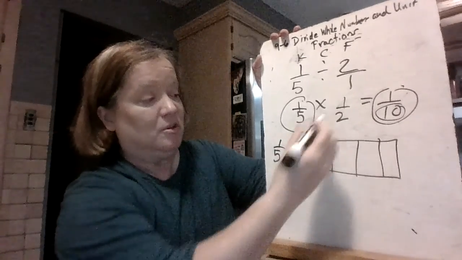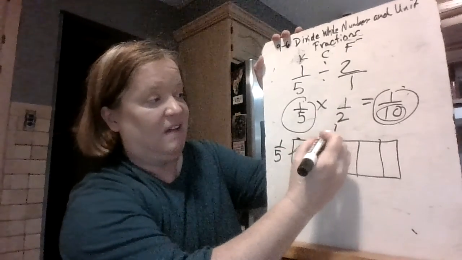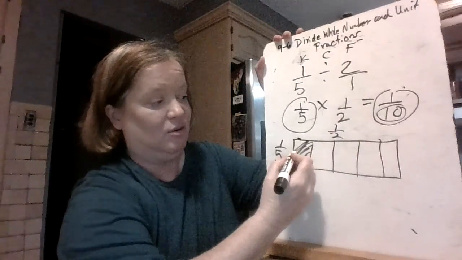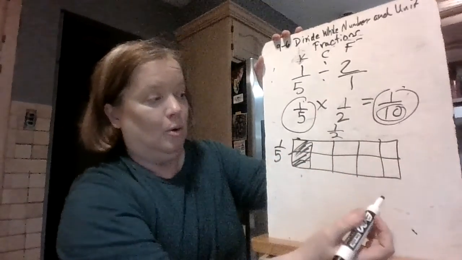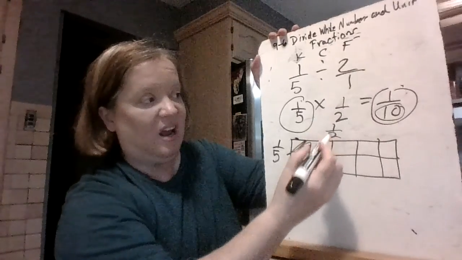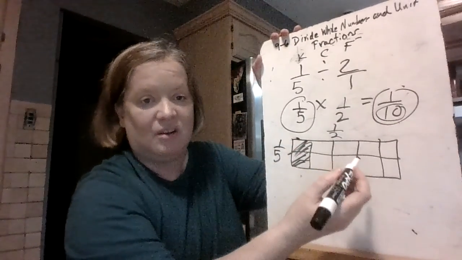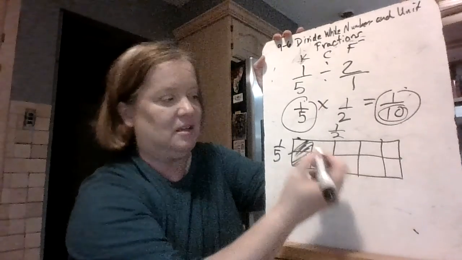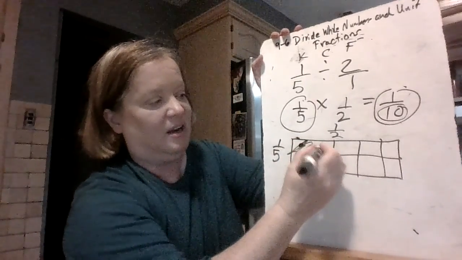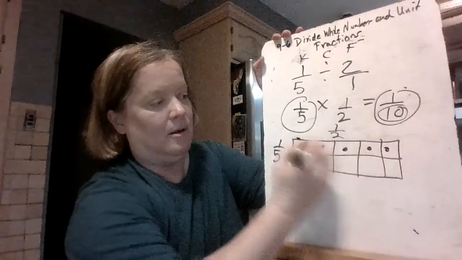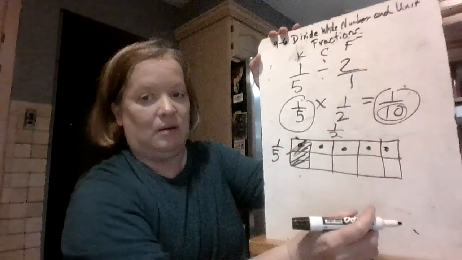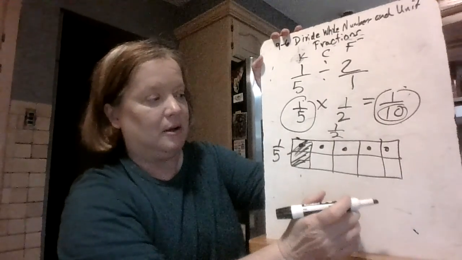But now I've got to multiply it by a half. So I've got to put a half here and cut this whole thing in half. Well now, I'm going to dot 1/2. Because again, if I shade it in 1/5, I have to dot, or I have to shade going the other way, but I'd rather dot so you could see the difference. So here I'm dotting in 1 out of the 2 pieces I made, going horizontally.